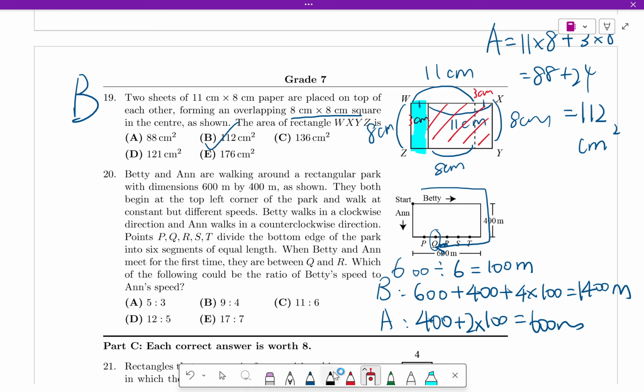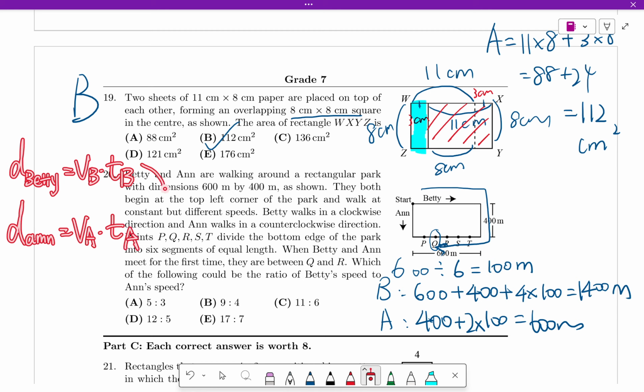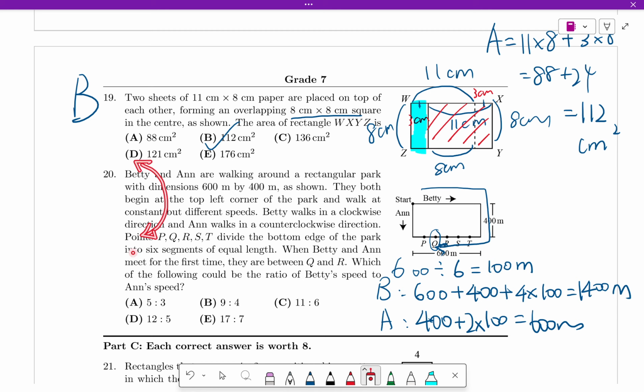Why is this? Because we always want to use distance is equal to speed times time. So if we are looking at this, the distance that Betty walked would be equal to the speed of Betty times the time that it takes Betty to walk. And then for Anne, the distance would be equal to the speed of Anne times the time of Anne. However, we just talked about that the time of these two are exactly the same. So let me write this out again.